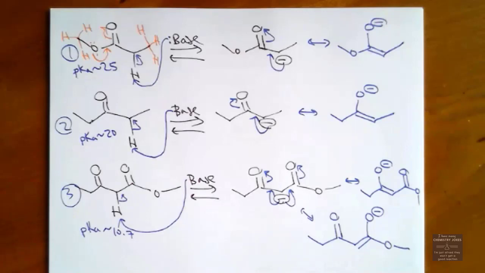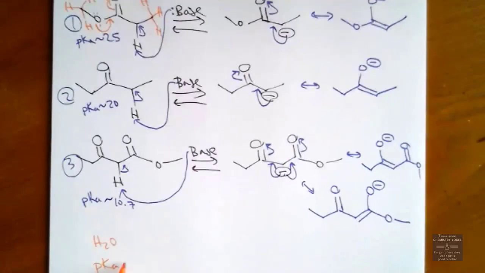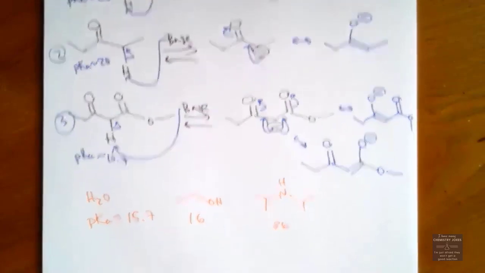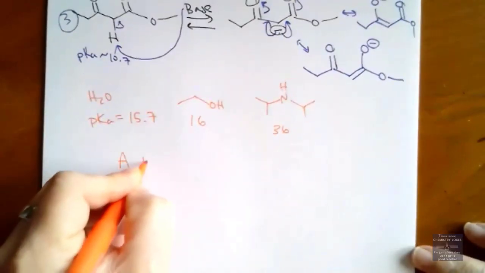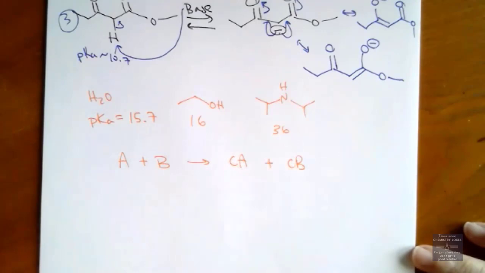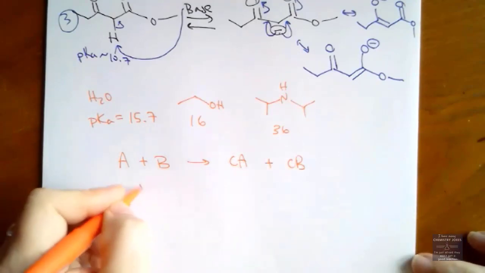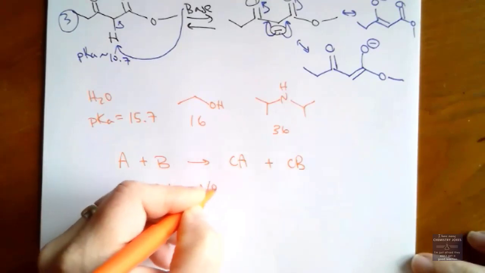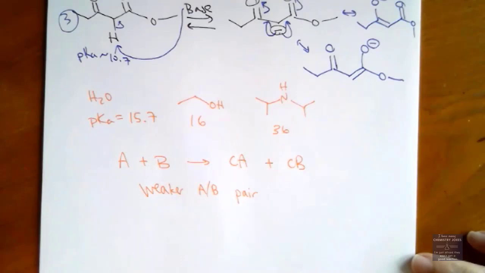But additionally, we need to be able to figure out what base is capable of deprotonating these things. So that's where the slide has more information to tell you that water has a pKa of 15.7, ethanol has a pKa of 16, and this guy, whoever this guy is, has a pKa of 36. So if you remember, if you have an acid plus base, that's going to yield a conjugate acid and a conjugate base. Remember, equilibrium always favors the weaker acid-base pair. So you're going to favor the larger pKa.